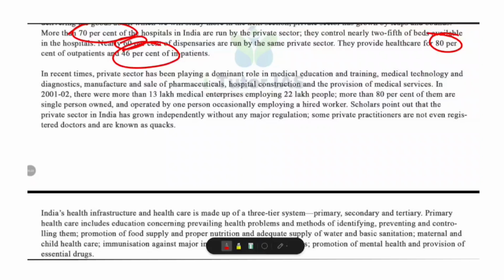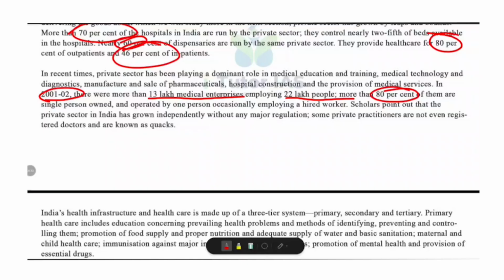Now, what is the size of private health enterprise? By 2001-2, there were 13 lakh medical enterprises, or 13 lakh private medical businesses. They employed 22 lakh people. More than 80% of these were single-person or small operations, like a small clinic or local pharmacies.